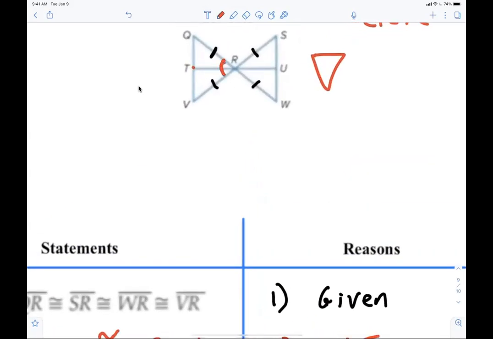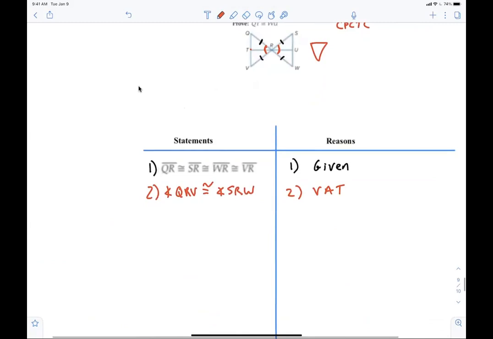All right. Now, here is the tricky part. Now the triangles are congruent. All right. So what triangles are congruent?